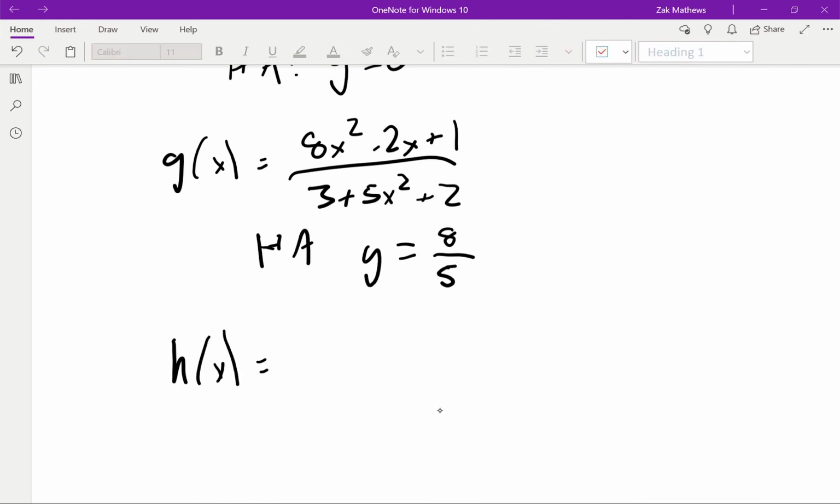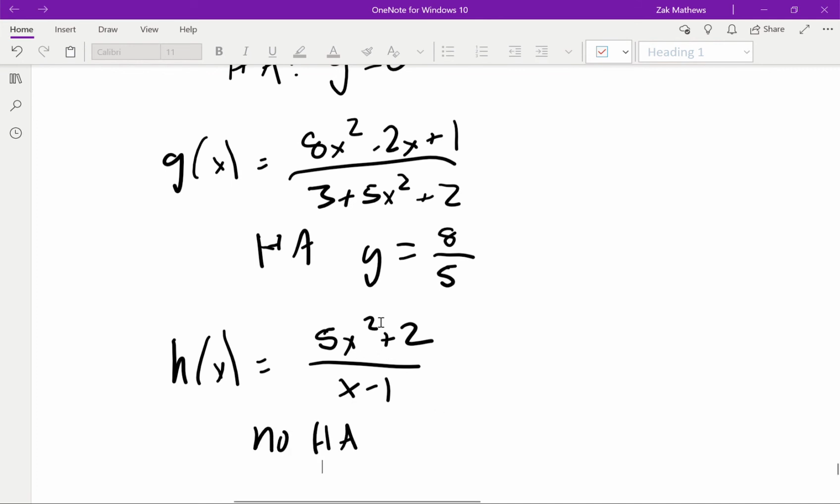Then finally, let's take one last function. Let's take 5x squared plus 2 over x minus 1. This would be an example for which there is no horizontal asymptote. The numerator is growing faster than the denominator here, so this thing is growing out of control.